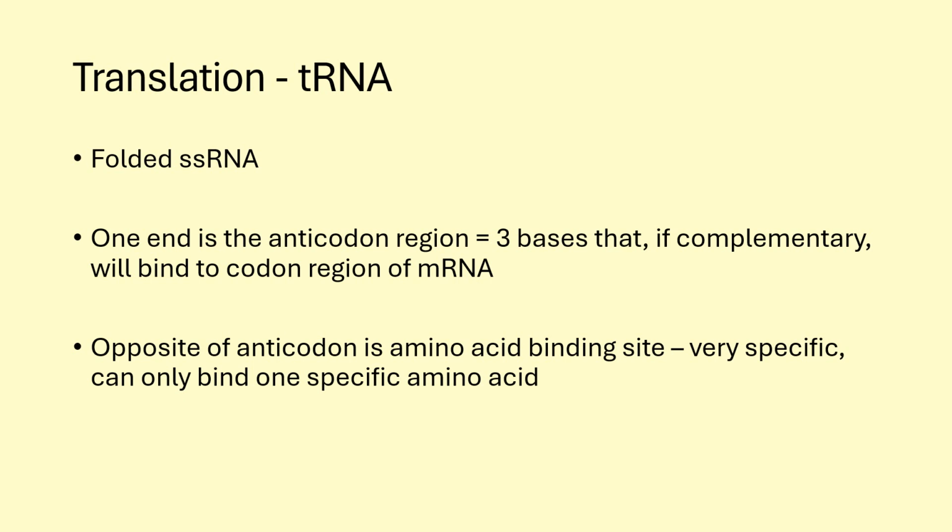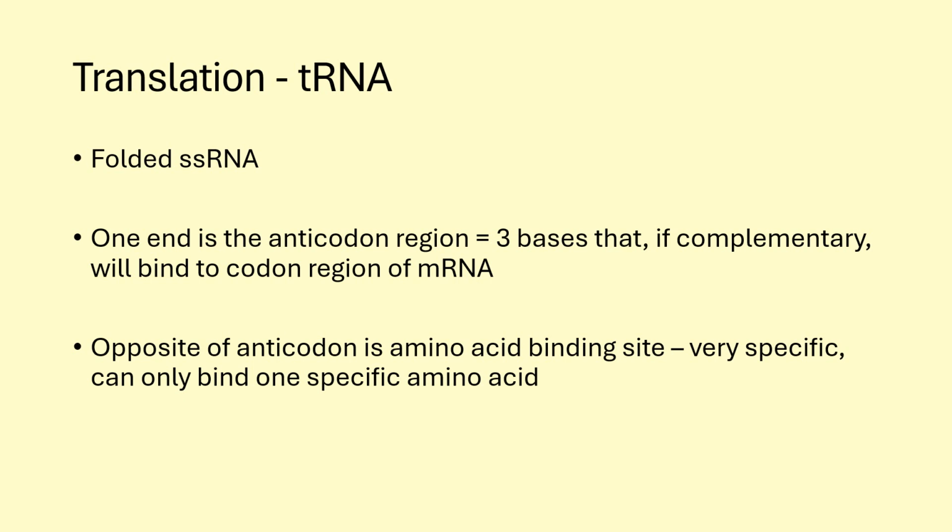So with translation, this is also going to involve your transfer RNA, or tRNA. This is a single-stranded RNA, but it's folded. It's often described as being a cloverleaf shape. One end of it is what is called the anticodon region. This is where the 3 bases, if they're complementary, will bind to the codon region of the mRNA. It's where it's going to attach and bind to the mRNA.